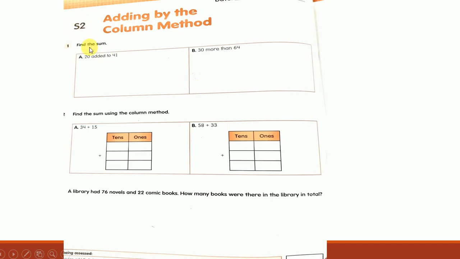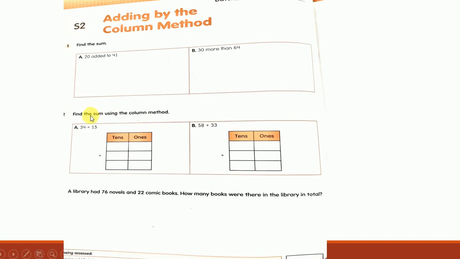Now let's open your workbook S2, adding by the column method. Write today's date and class work, and the first question, find the sum. The A1, it is given 20 added to 41. You can do this using the column method, or we have already discussed how to add numbers with tens. Any one of the methods you can use to find the answer.